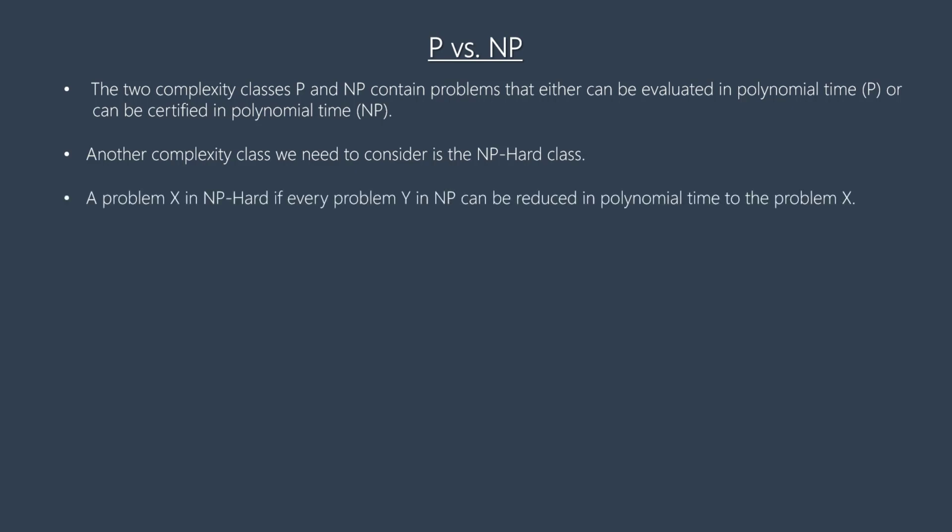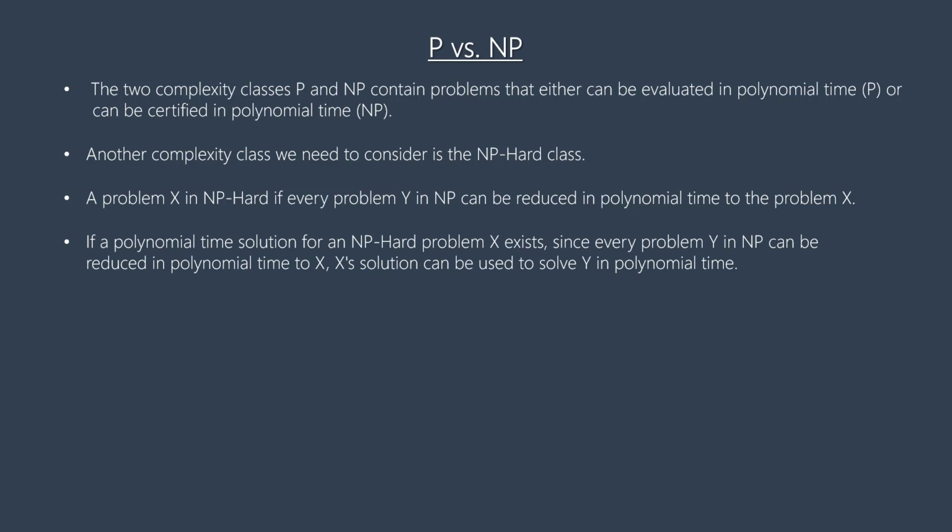A problem X is NP-hard if every problem Y in NP can be reduced in polynomial time to the problem X. The name of the class NP-hard is derived from the fact that the set of problems in the class are thought to be more tricky to compute than problems in NP. However, from our definition of an NP-hard problem, if a polynomial time algorithm is found for any problem in NP-hard, then since every problem Y in NP can be reduced in polynomial time to that problem, then that problem's solution can be used to solve Y and all problems in NP in polynomial time. If this ever does happen, this will immediately imply that P equals NP.